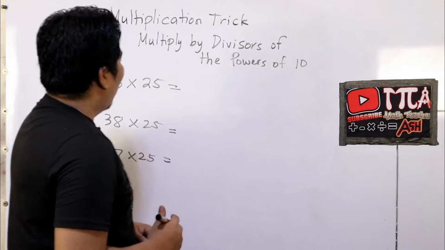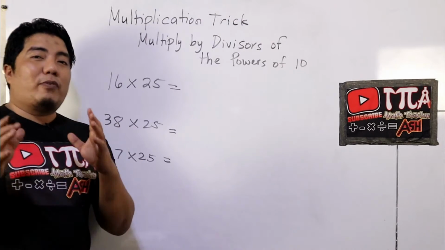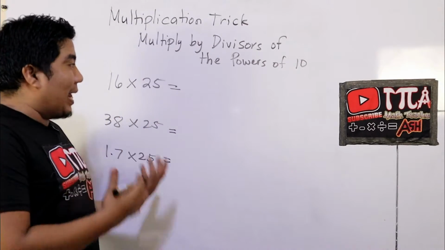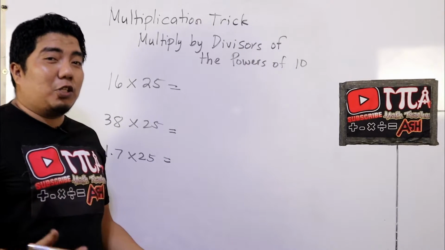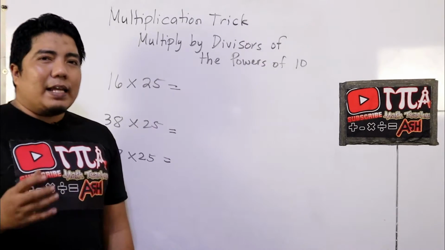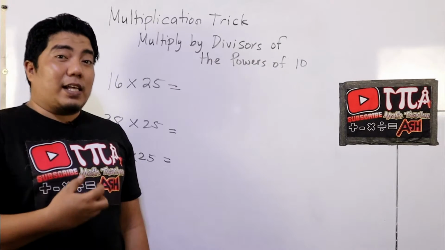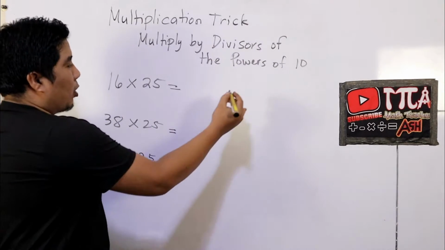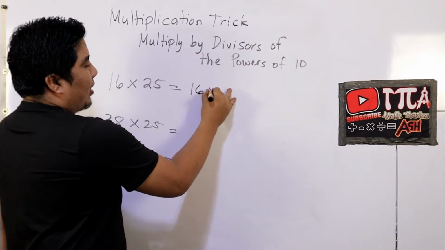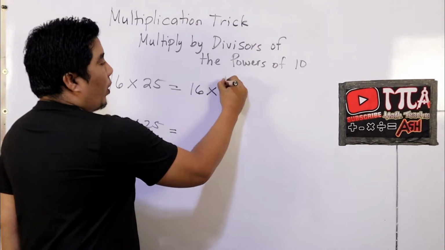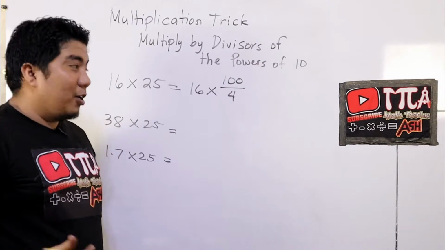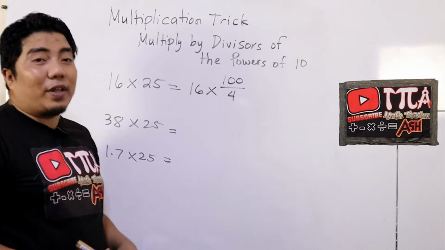Let's start! Okay, now my dear math learners, we have here our first problem. We have 16 times 25. So, how do you get the answer of this without using the traditional method? Okay, now, remember that 25 is a quotient of the powers of 100. Because if you consider, 25 is the result when you divide 100 by 4. Right? So 100 divided by 4, that is 25.